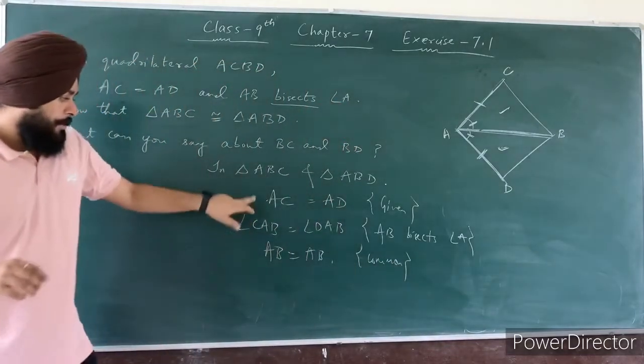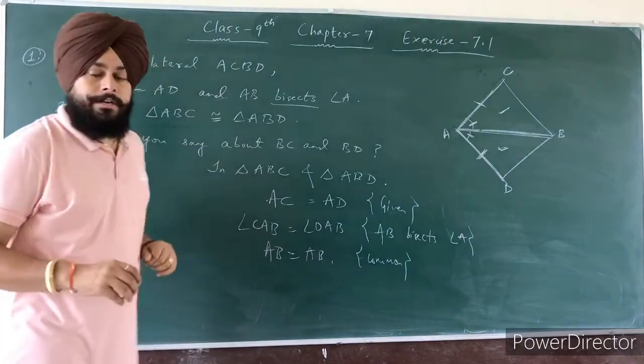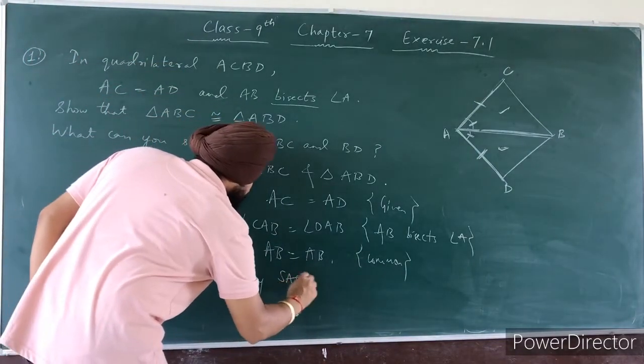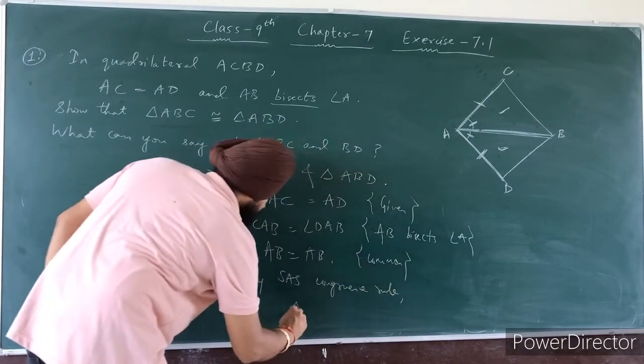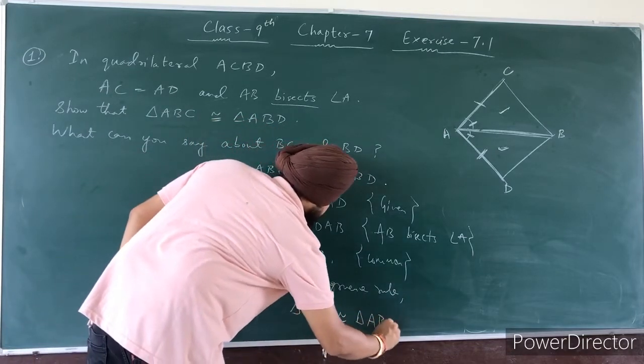Now you can check here there are two sides which are equal and one angle. So which criterion do we use? You can write here SAS congruence rule. By SAS congruence rule, triangle ABC is congruent to triangle ABD.